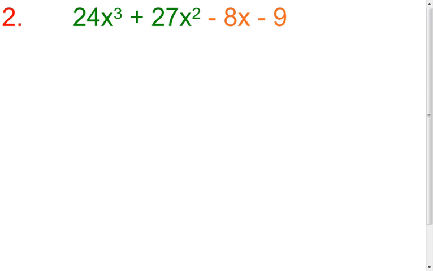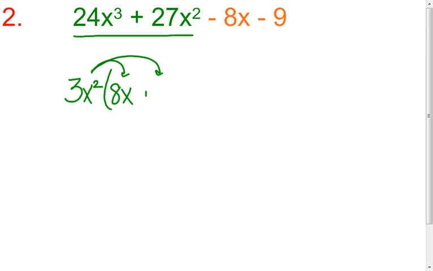Very similarly here. Again, you're going to look at what you can pull out in the green. 24 and 27 are both divisible by 3, so I can pull that out. And then both terms have at least an x squared to them. So 3x squared times 8x would give me 24x cubed. 3x squared times 9 would give me 27x squared.